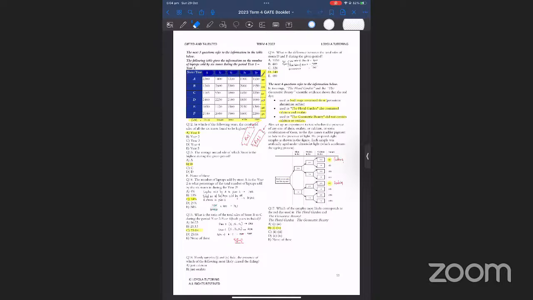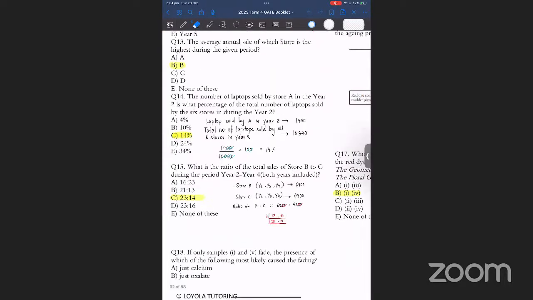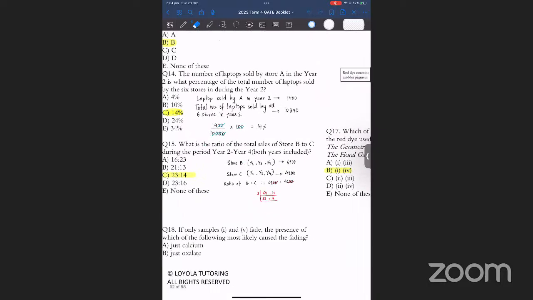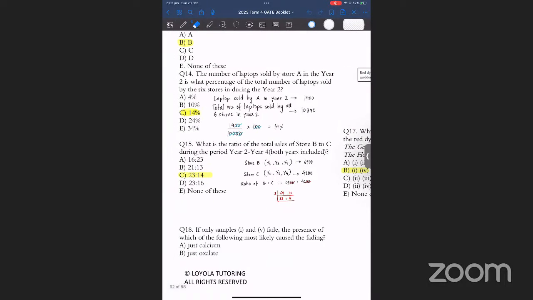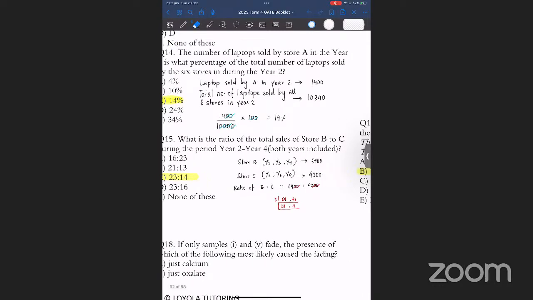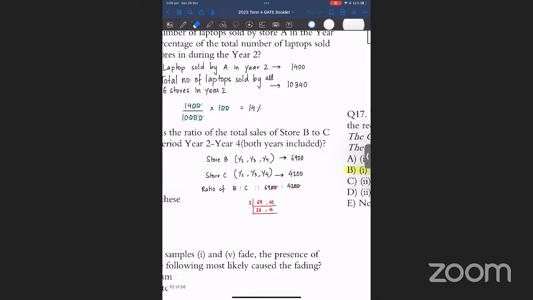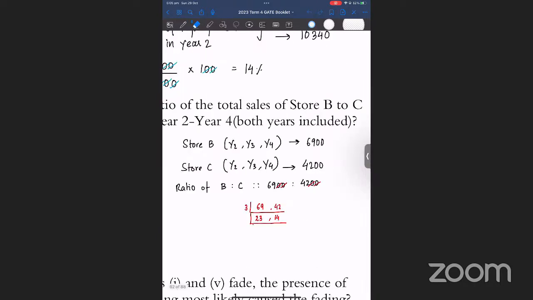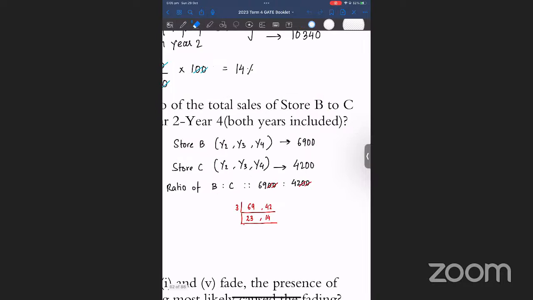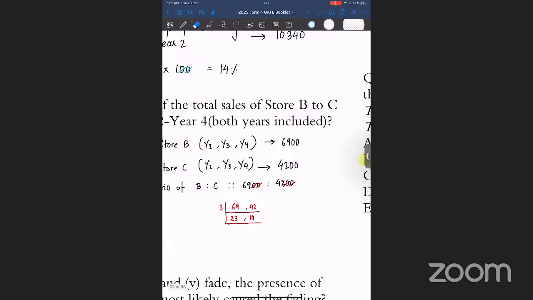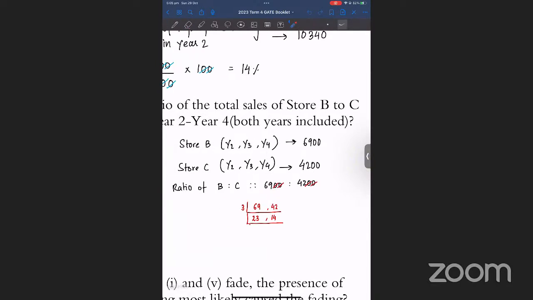So question 15, what was the ratio of the total sales of stores B to C during the period years 2 to year 4, both years included? So what does that mean? You look at the store sales. Store B in years 2, 3, and 4 is equal to 6,900. Store C in years 2, 3, and 4 is 4,200. When you put them as a ratio, you get 6,900 to 4,200. When you simplify it by taking away the two zeros, you get 69 and 42, and you get 23 and 14. Do you guys understand?